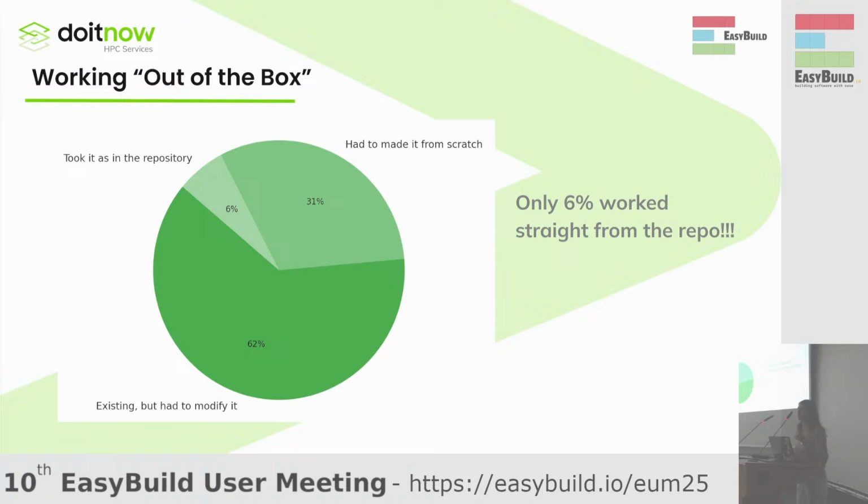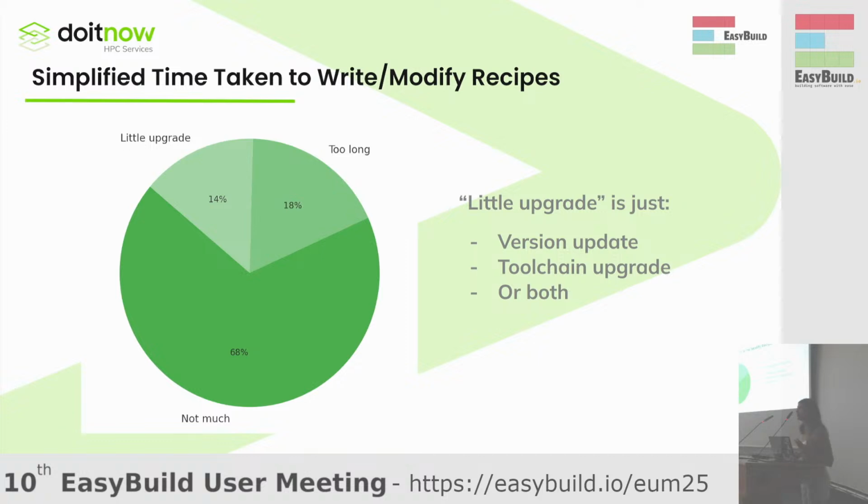I was expecting this number to be low, but at least 2 digits. But it's not that bad, because the 62% were existing but just needed some modification, and the rest, the third of installations, had to be done from scratch. But better news is coming. So for the ones we had to do from scratch or to modify, 14% only needed a little upgrade. That means version upgrade, toolchain upgrade, some checksum adjustment, or all of them at the same time. And we are talking about 10 to 20 minutes, so all good.